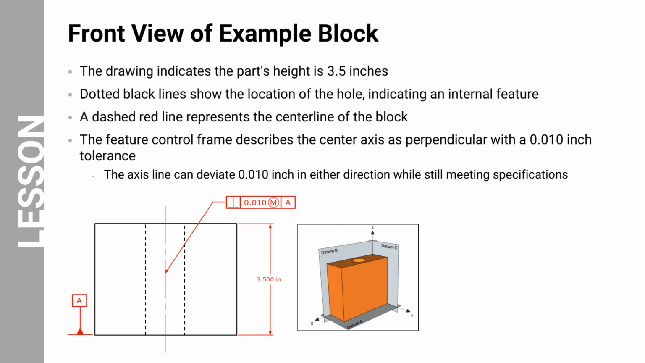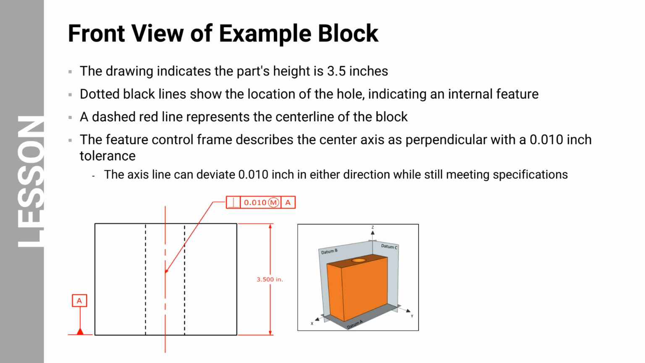Now, let's take a look at the technical drawing section of the front view of the block and analyze it. Datum A is marked on the drawing that matches the location of the datum. So we were looking at the block from above before, but now we are looking at it from the side, so we use datum A as a reference. The drawing shows that the height of the part is 3.5 inches. The dotted black lines indicate the location of the hole. The lines are dotted as opposed to solid because the hole is an internal feature.